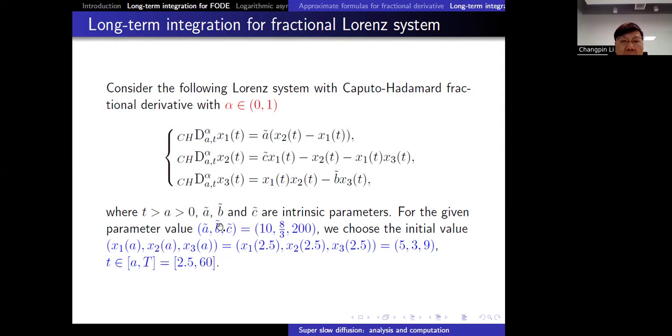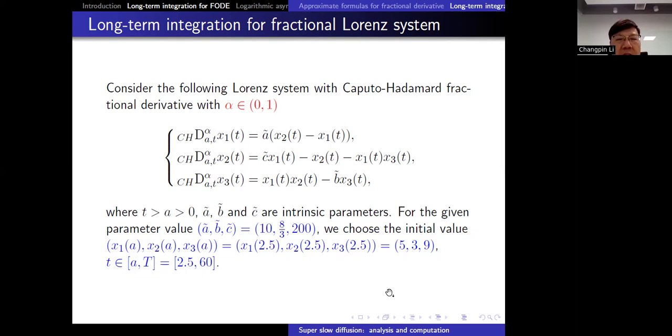So this is the Caputo-Hadamard derivative with order alpha in the interval, and σ, b, c are intrinsic parameters. We show interest in this parameter value case, since the classical Lorenz system has a chaotic attractor. We want to know whether or not this system has a chaotic attractor. This is the initial value, and we integrate this system in the interval.